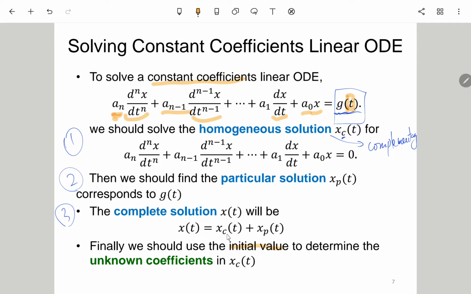Whether we can determine this unknown coefficient depends on whether we have some initial value or initial values, depending on the order of the ODE. If it is a first order ODE, we need one single initial value so that we can determine the unknown coefficient for the complete solution to make it a unique solution. If it is a second order ODE, then we need two initial values.